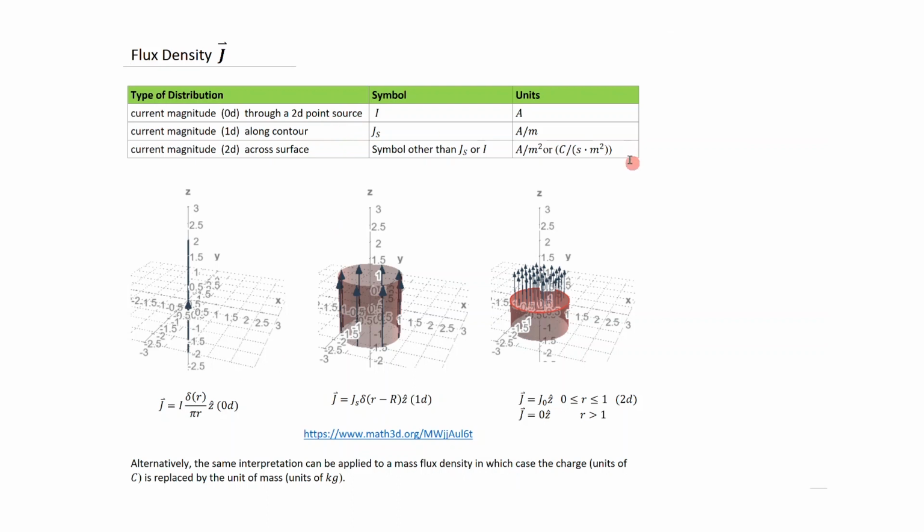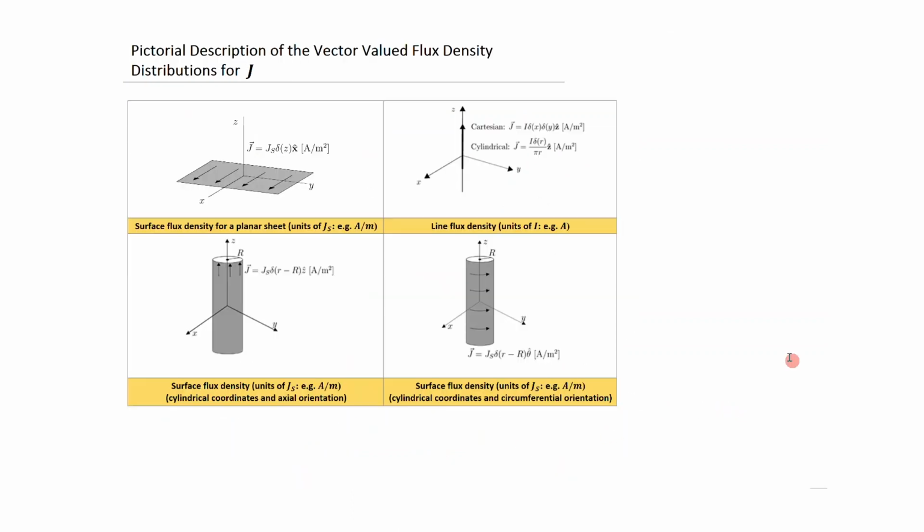Now we've chosen an example here which involves charge in terms of current flux density, but we could also have chosen mass flux density, in which case coulombs would have been replaced by kilograms. All right, so let's look at a couple of examples here.